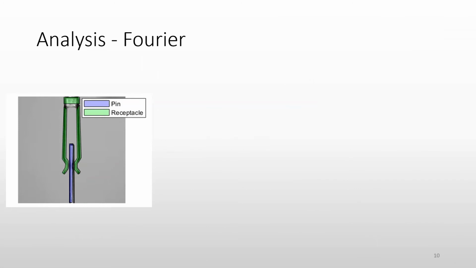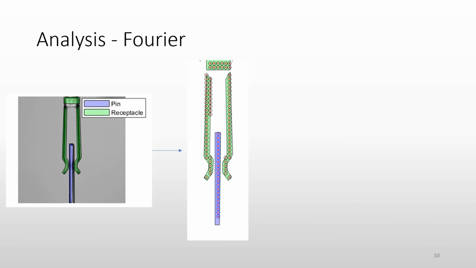I'll now describe the analysis that was done on the 15 high-speed videos. To perform a Fourier transform, we first identify the 4 regions of interest: the receptacle body, the 2 arms, and the pin. And then we divide the subsets identified by DICE into their respective regions of interest.